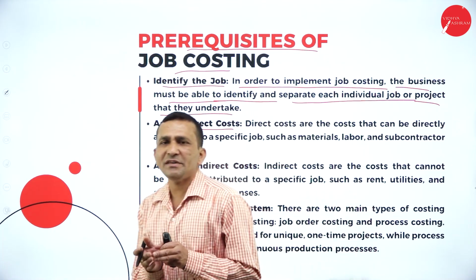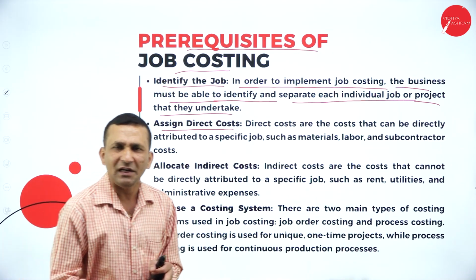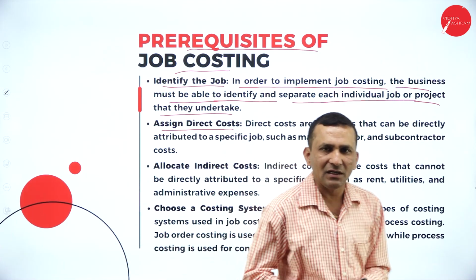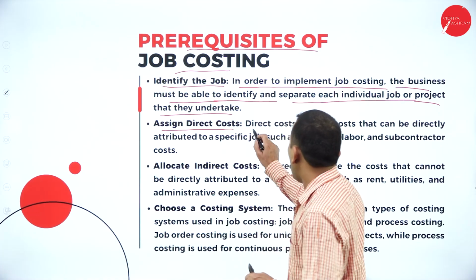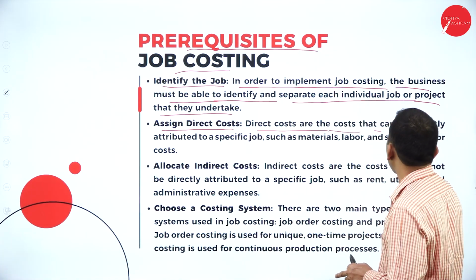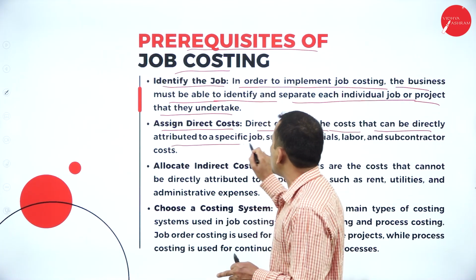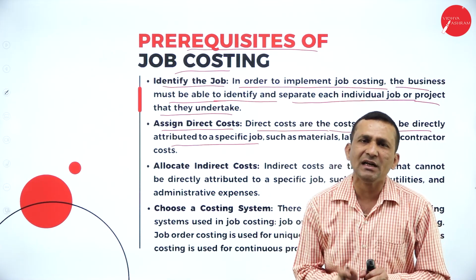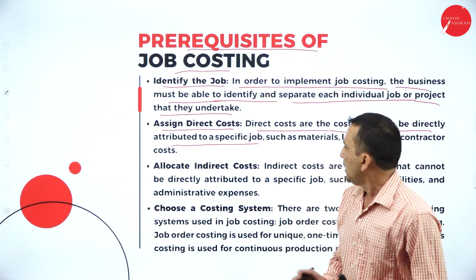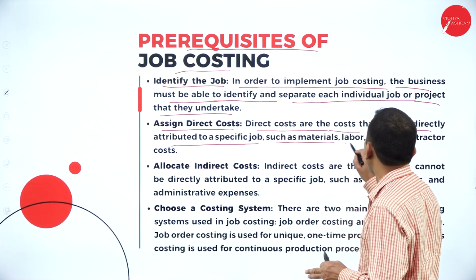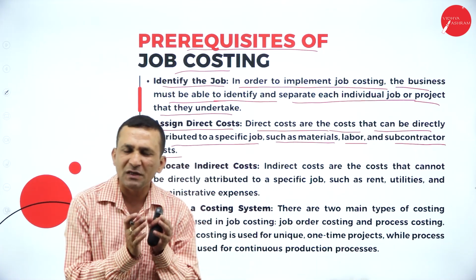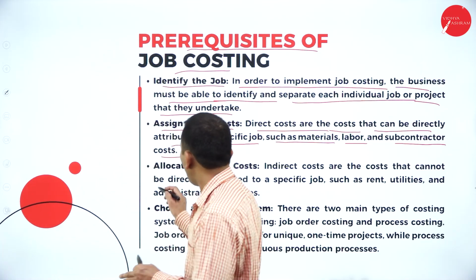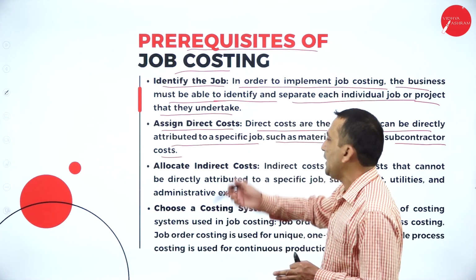Direct cost, which is related to manufacturing, means raw materials are required. Indirect cost we call overheads. Direct costs are the costs that can be directly attributed to a specific job, directly manufacturing direct cost, such as material, labor and subcontractor cost connected to a specific job. To perform a job, you need to bear the direct cost.